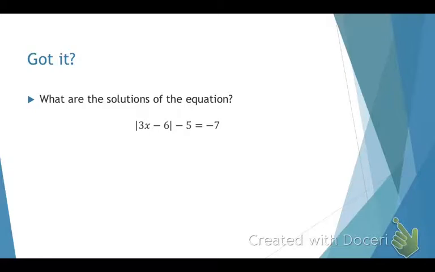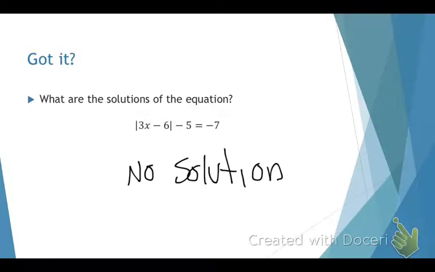Hello and welcome back. Take a look at this got it question. The answer to this question is once again no solution. We cannot have a negative value once the absolute value is isolated. If you do not understand how we got that, please check your work or raise your hand and ask a question.